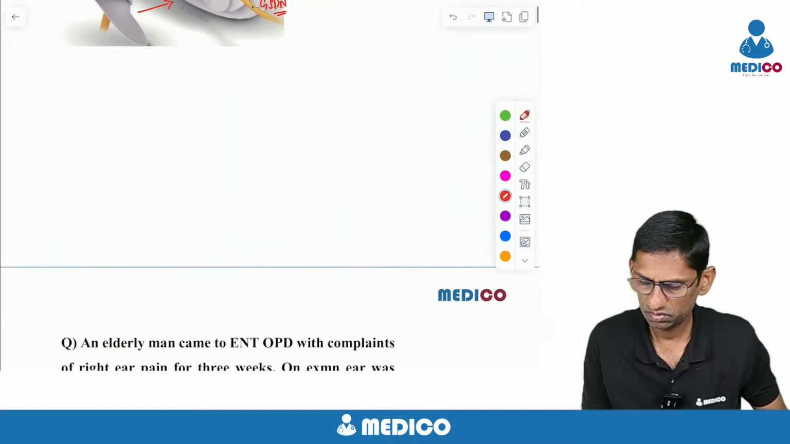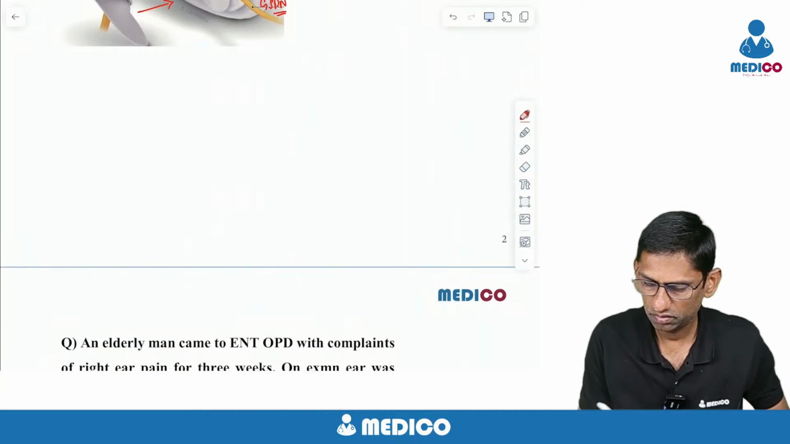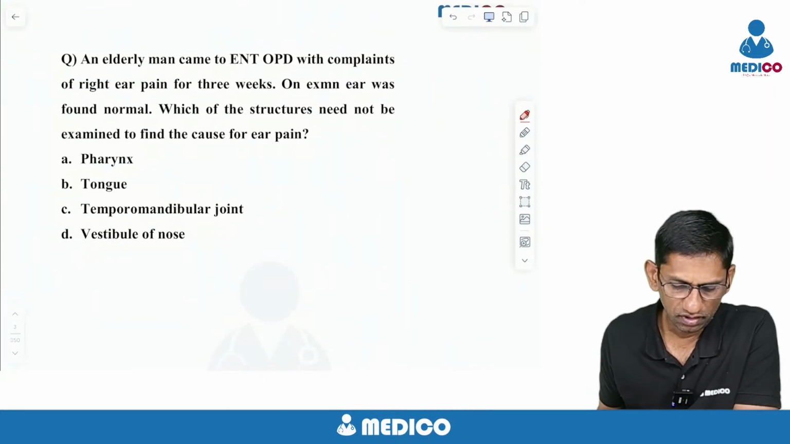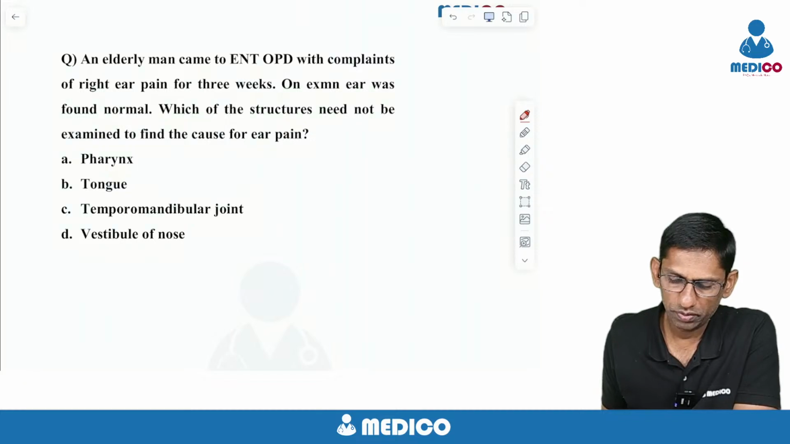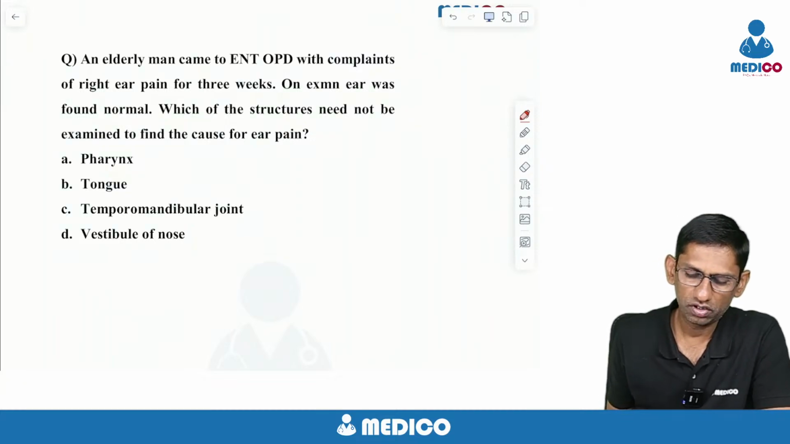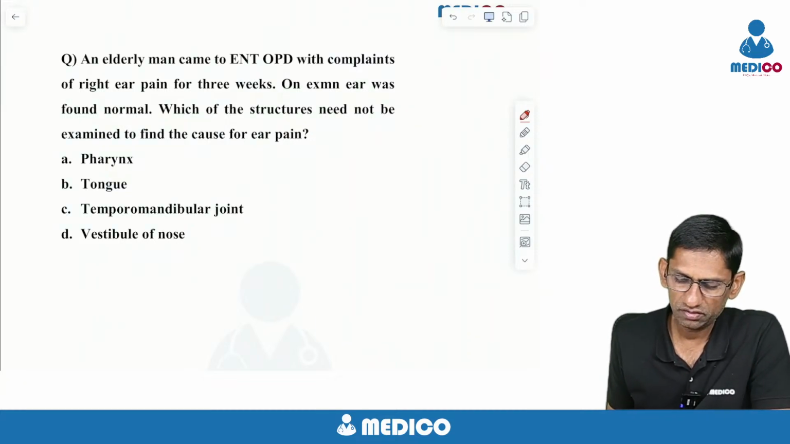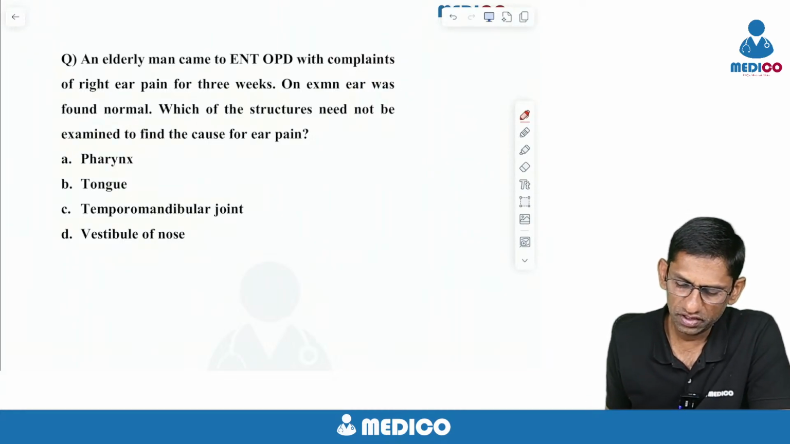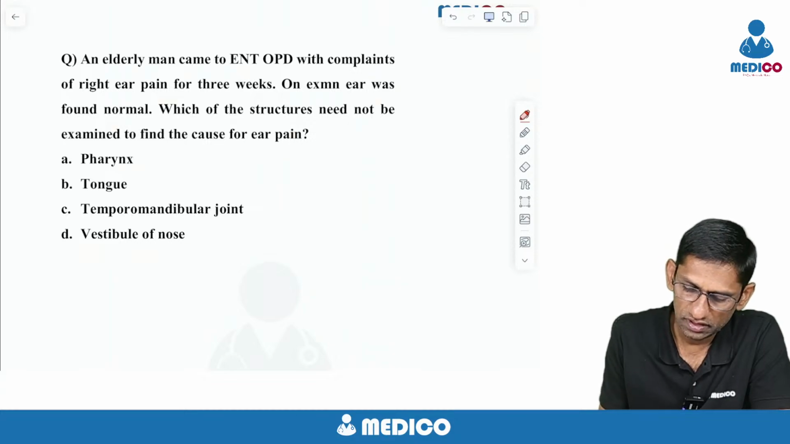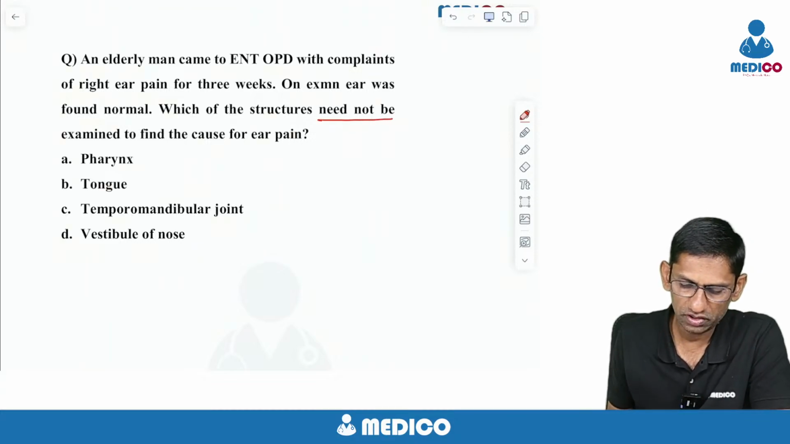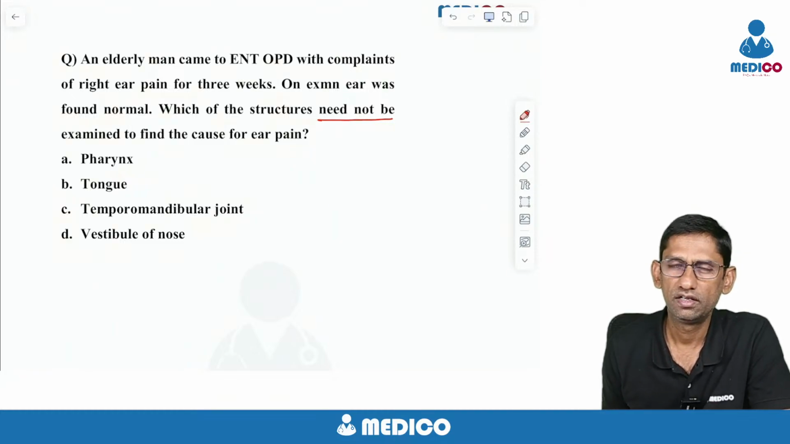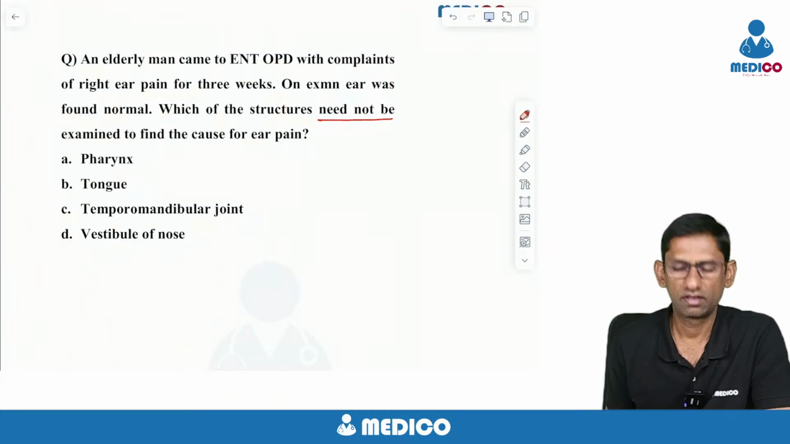So good, we'll move into the questions. To start with, an elderly man came to ENT OPD with complaints of right ear pain for 3 weeks. On examination, ear was found normal. So which of the structures need not be examined to find the cause for ear pain? So basically this is a question from referred otalgia, which is quite an important topic in ear.